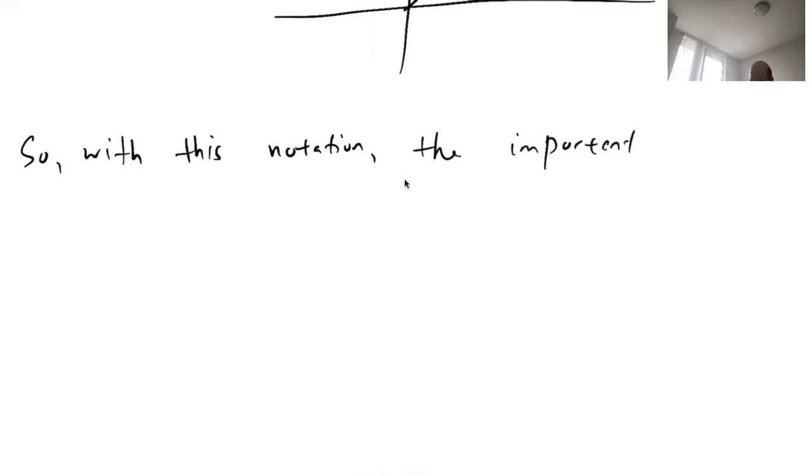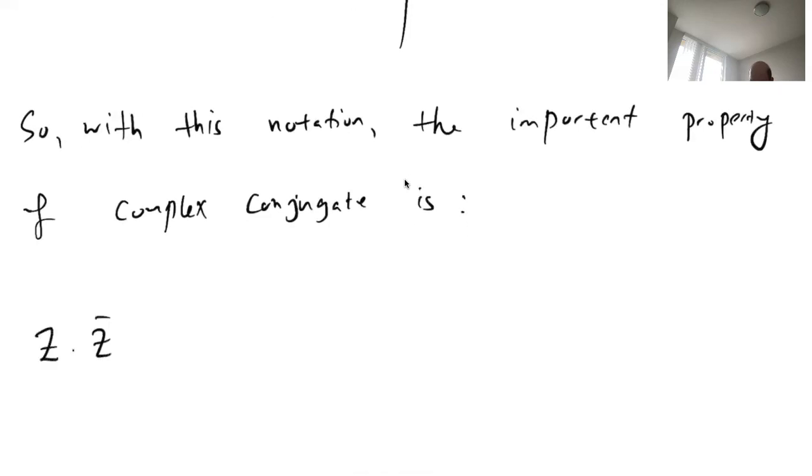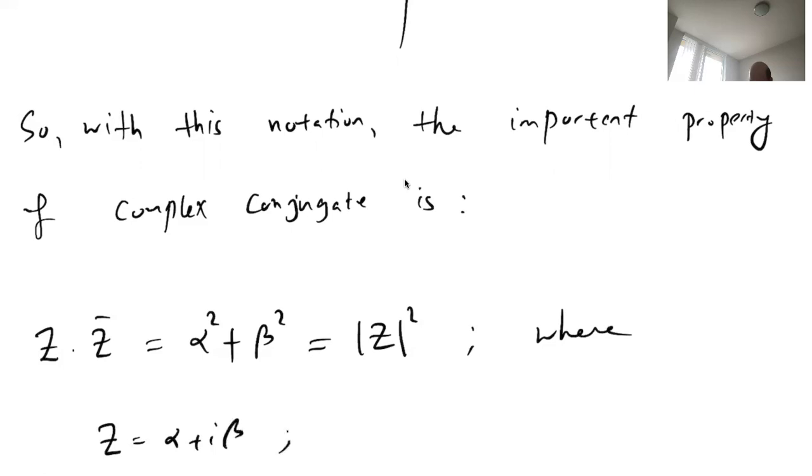So an important property of complex conjugates, with this notation, is that z times z bar is equal to alpha squared plus beta squared equals norm z squared, where z is equal to alpha plus I beta, and norm z is defined as root alpha squared plus beta squared.